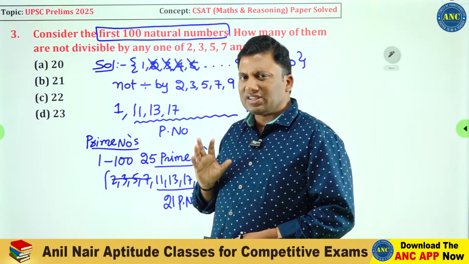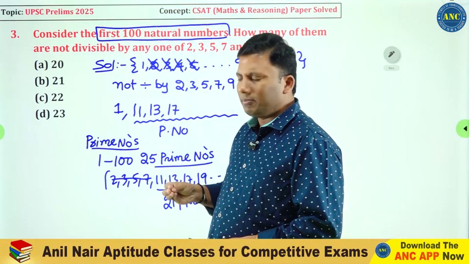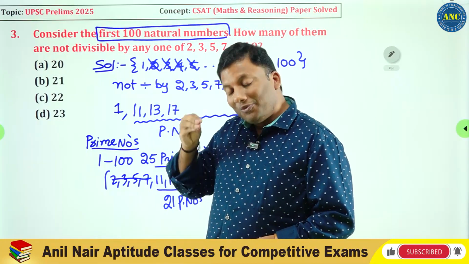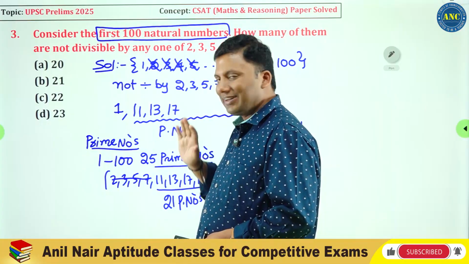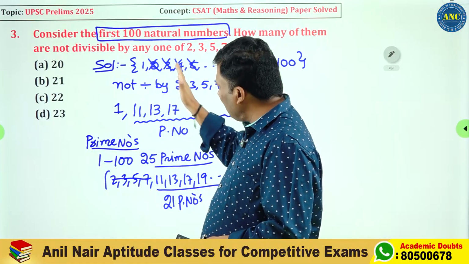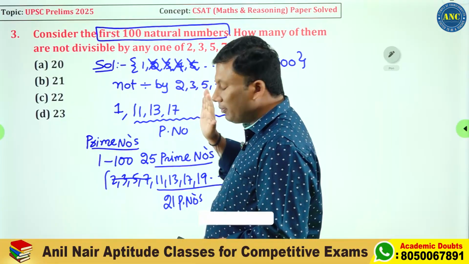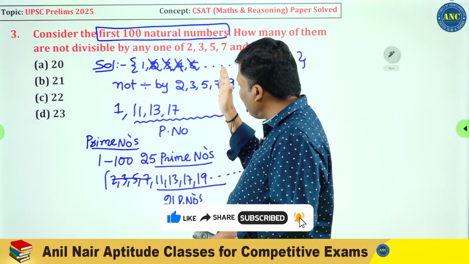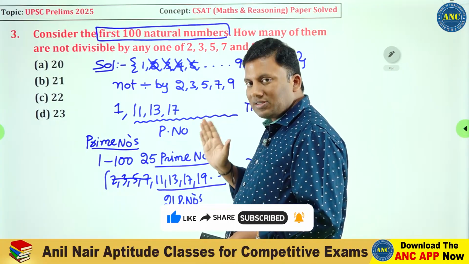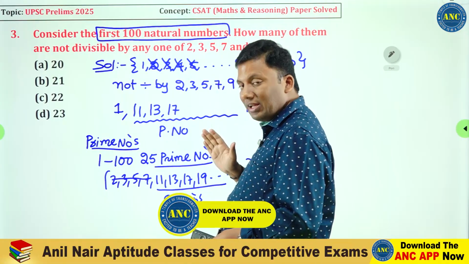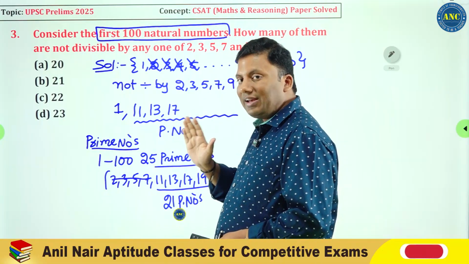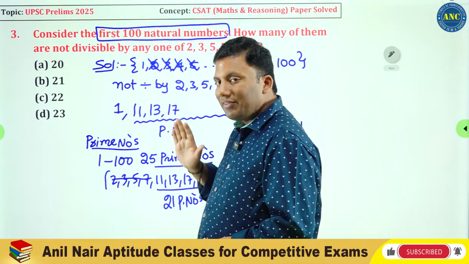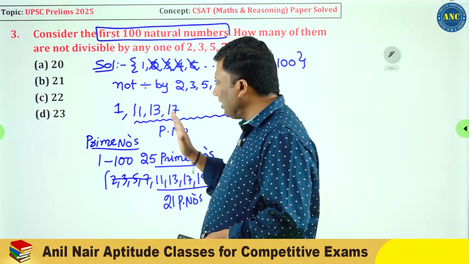For my easy understanding, I started deleting the numbers with simple counting. 2 will not divide 1, 1 will divide 2. So 1 is written, 2 is divisible by 2, 3 is divisible by 3, 4 is divisible by 2, 5 is divisible by 5, 6 is divisible by 2 and 3, 7 is divisible by 7, 8 is divisible by 2, 9 is divisible by 3, 10 is divisible by 5, 11 is not divisible by any of the numbers, 12 is divisible by 2 and 3, 13 is not divisible, 17 is not divisible.